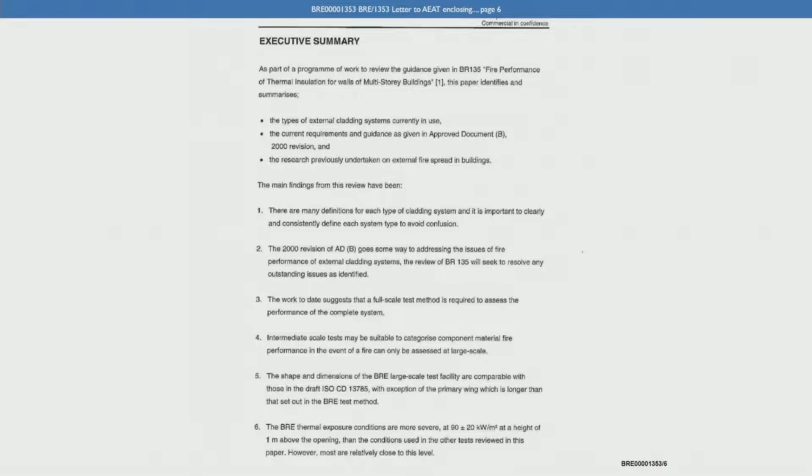Yeah. And then there are findings. So that's what it was about. My question was, what was Brian Martin's role? Brian Martin would certainly have been leading on the second bullet point, the current requirements and guidance as given in the approved document and its revision. Sarah, I would say, would have led on the research previously undertaken on external fire spread on buildings and types of external cladding systems currently in use. I don't know whether that was done jointly between the two of them or whether one or the other would have taken the primary lead on that.